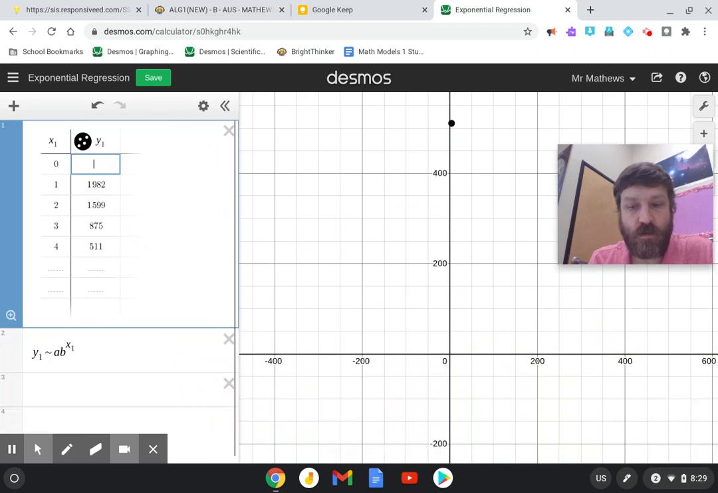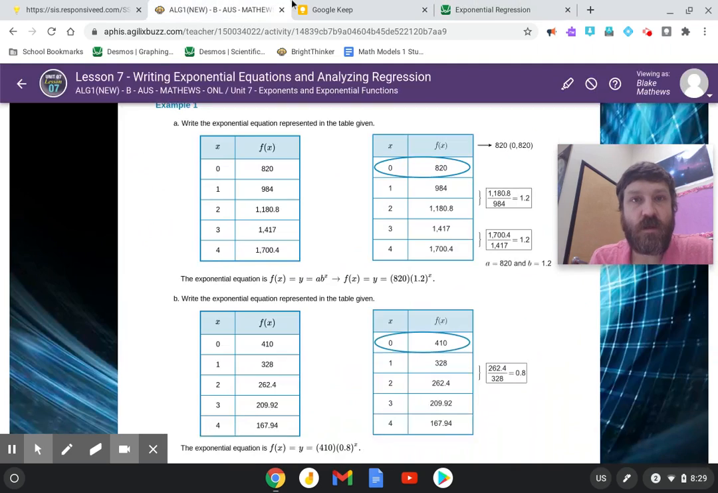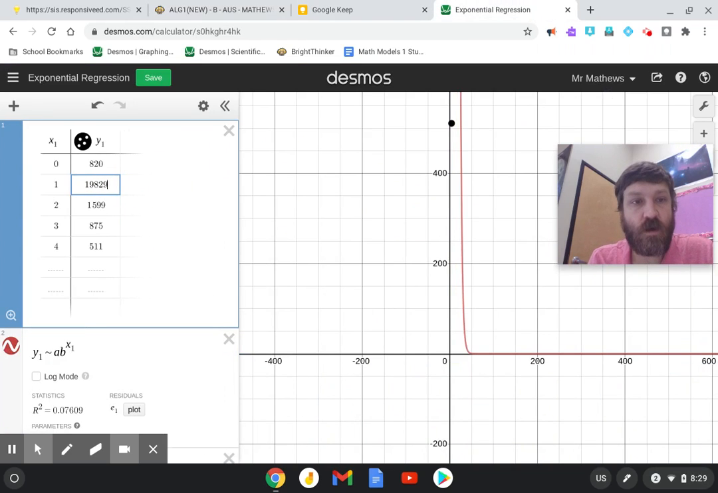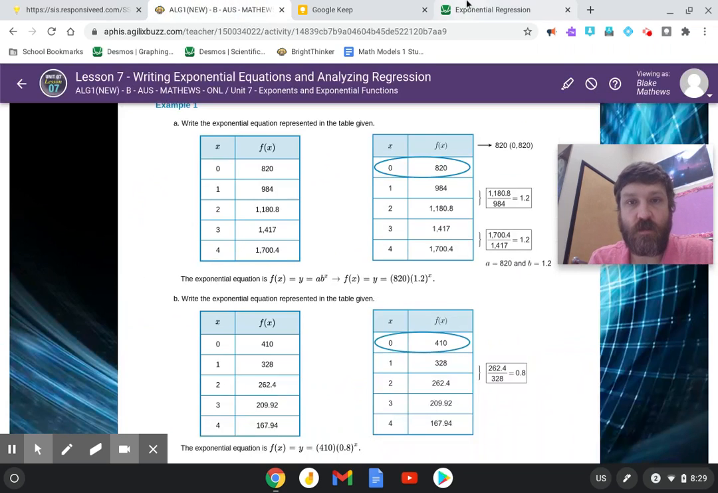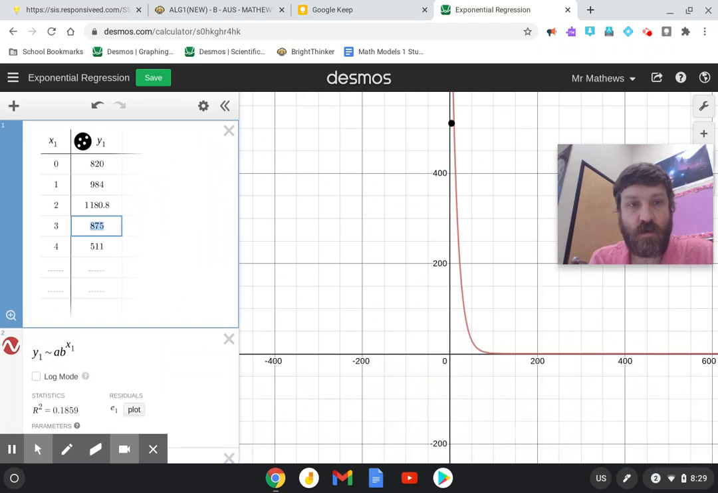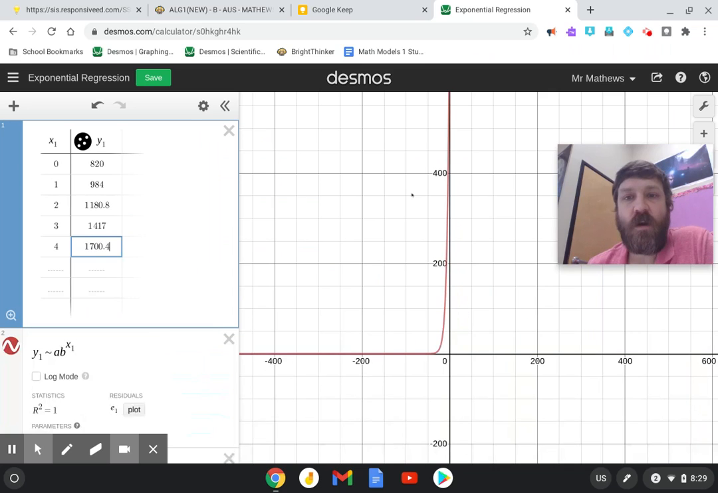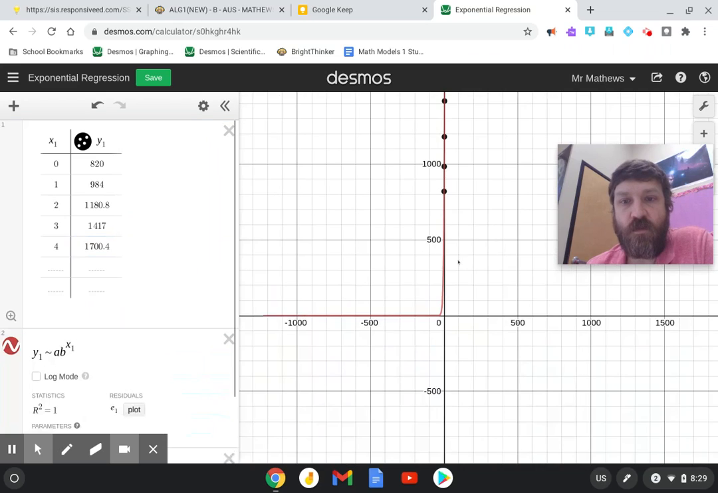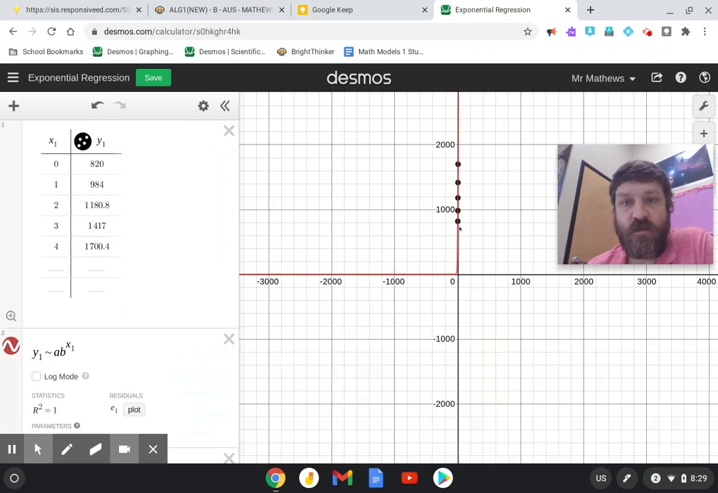820, 984, 1,180.8. Oops, I have to make sure I go to the next point. 1,417. See that every time I'm changing one of these, the graph itself is changing as well. 1,700.4. So we've got a graph here. If you zoom way out, you can see the different values.